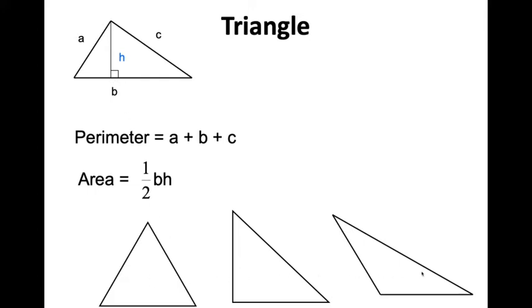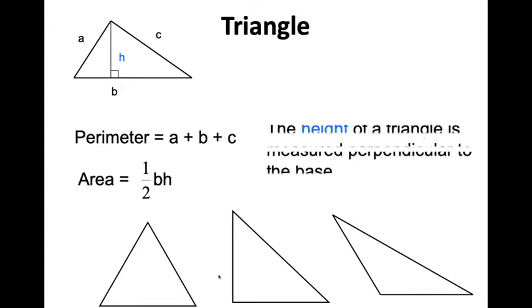Like in this example at the bottom here. The height of a triangle is measured perpendicular to the base, hence it has to intersect at a right angle. This one, that will be the height intersecting at a right angle. For this one, the height will be there, intersecting at a right angle from the peak.